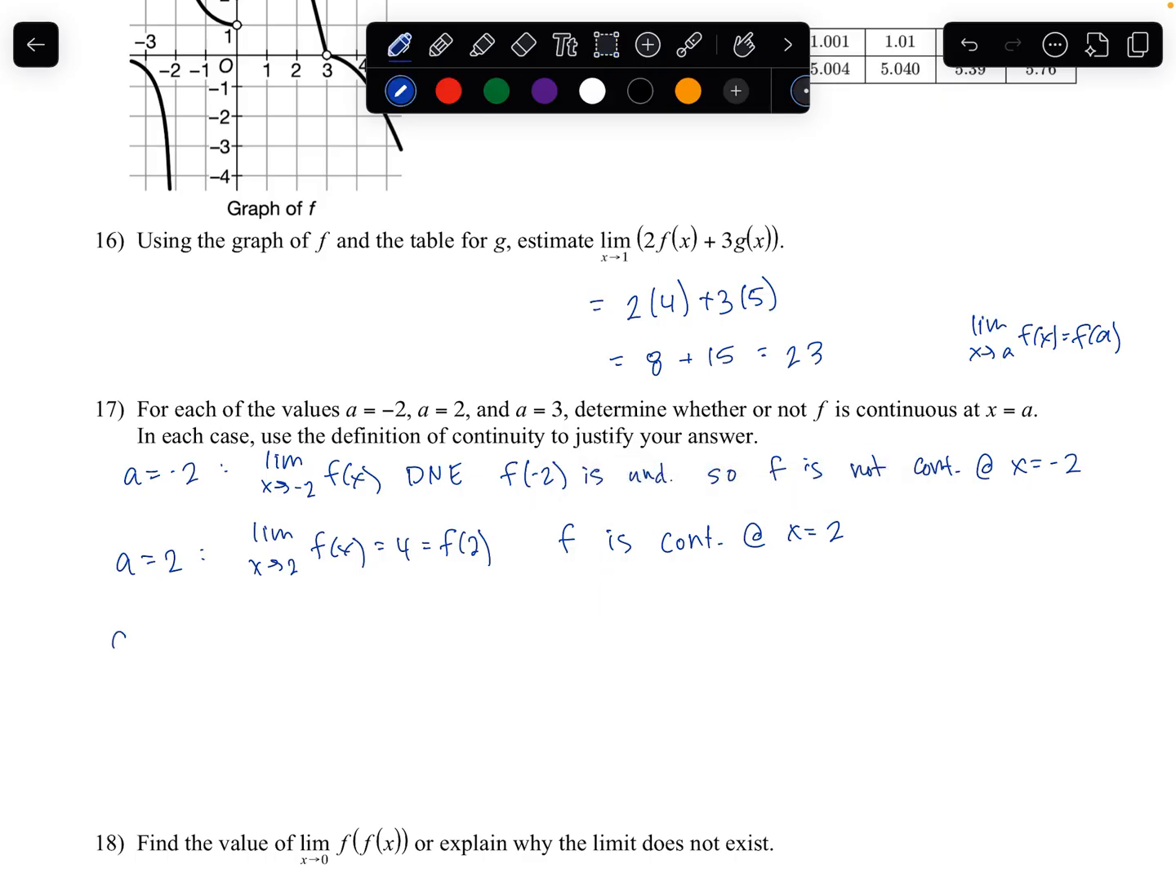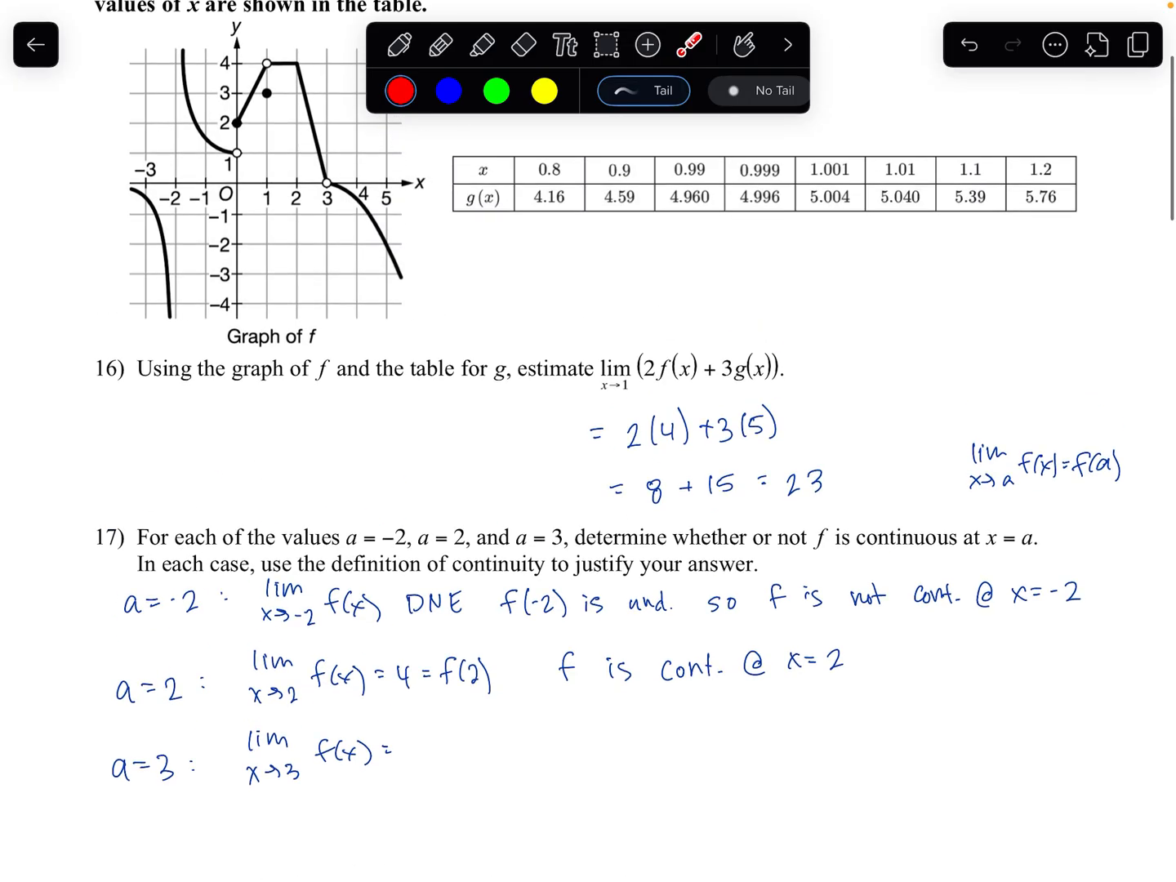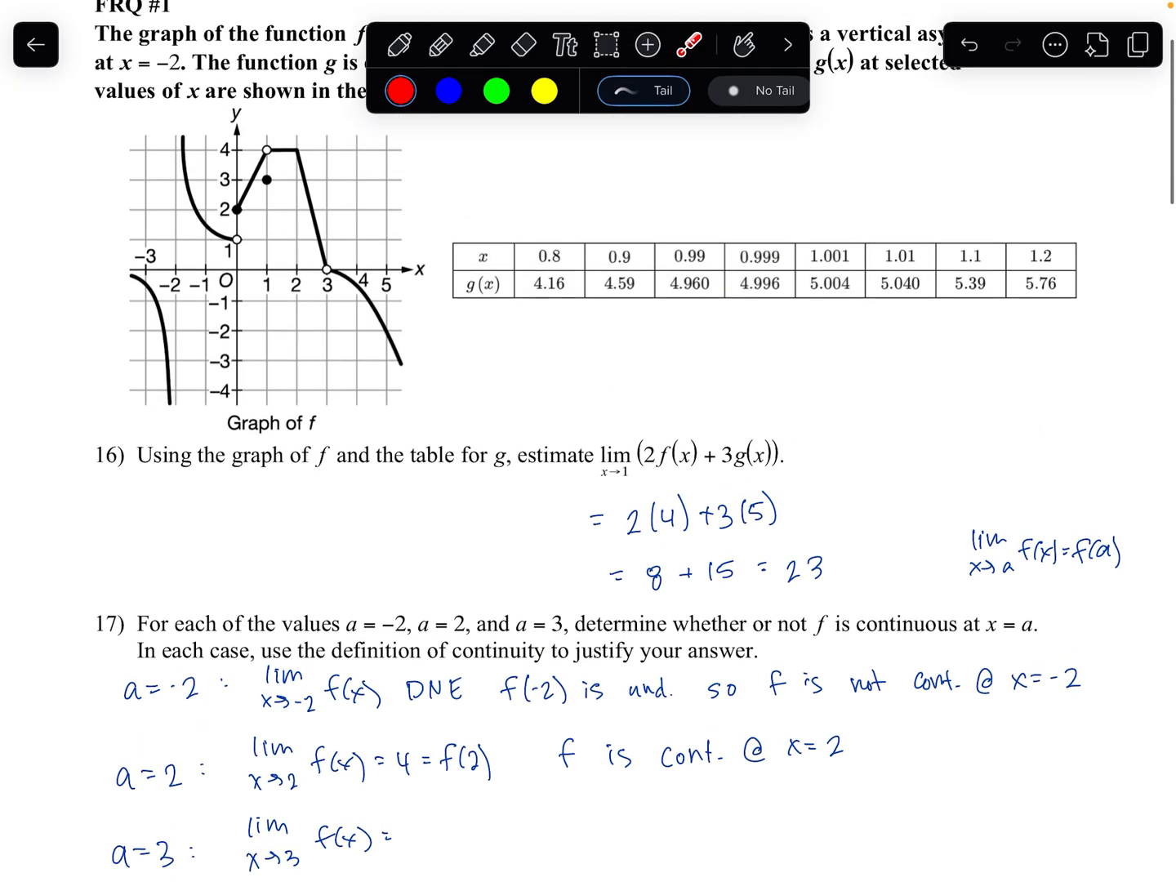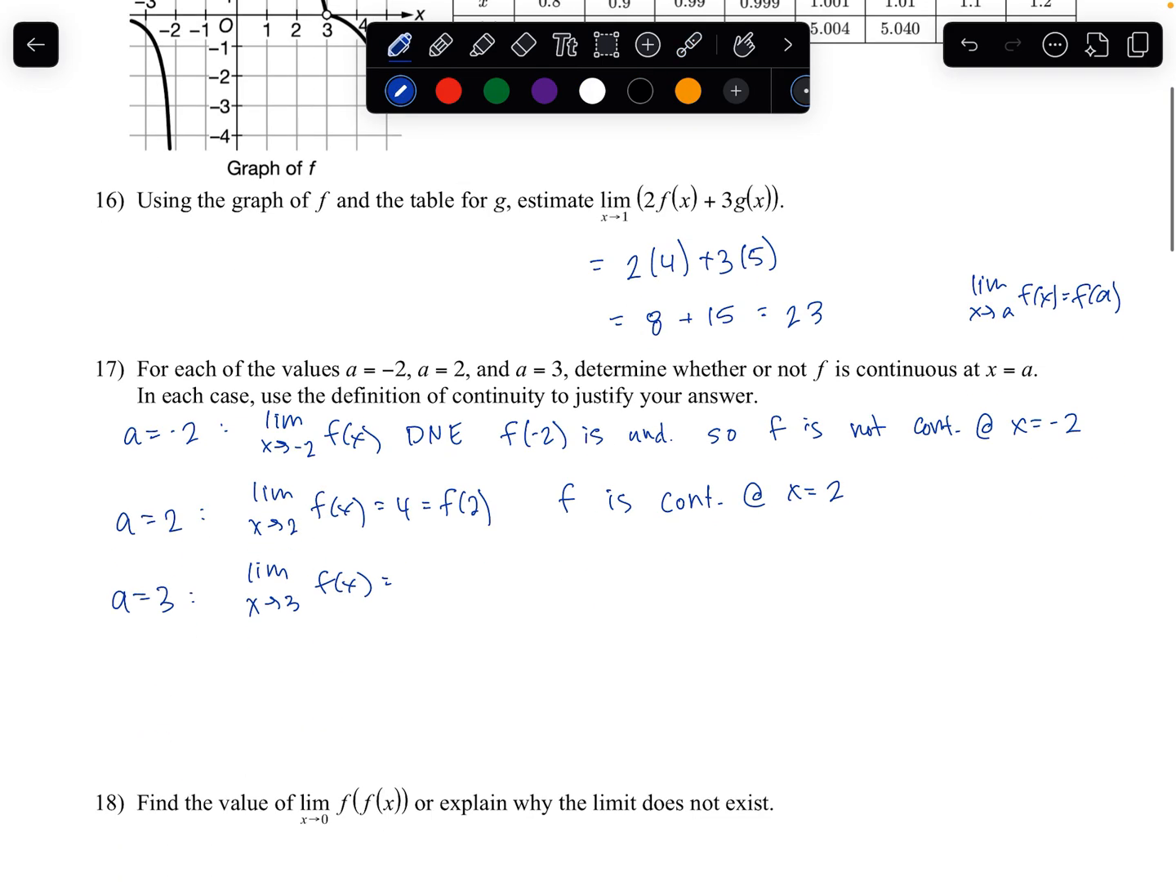Alright, and then for a equals 3, the limit as x approaches 3 of f of x is going to be equal to, let's take a look here. Limit as x approaches 3, right here, it looks like from the left side it's 0, from the right side it's also 0, so it's equal to 0.